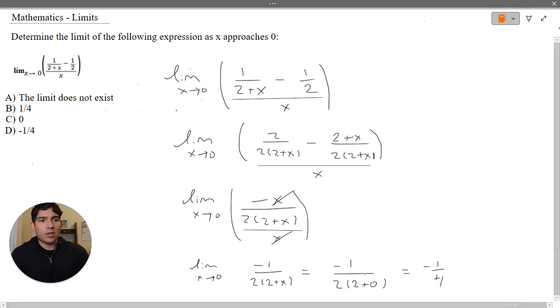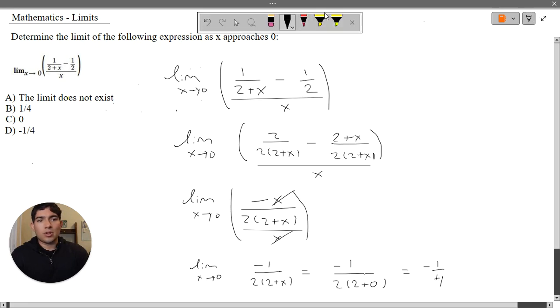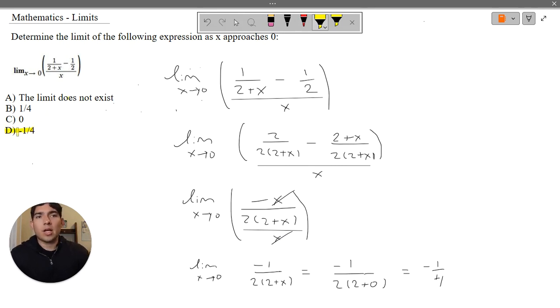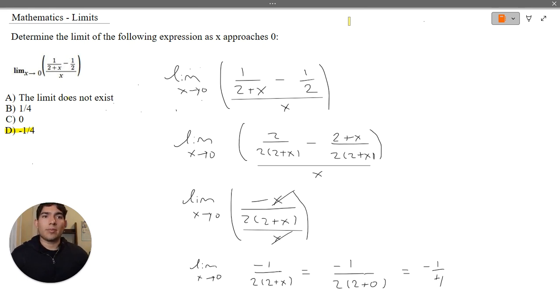So if you took a look at the multiple choice, you're going to see that the answer is D. So that is an example of how to simplify down a limit and then be able to plug in when the original limit doesn't allow you to do so.